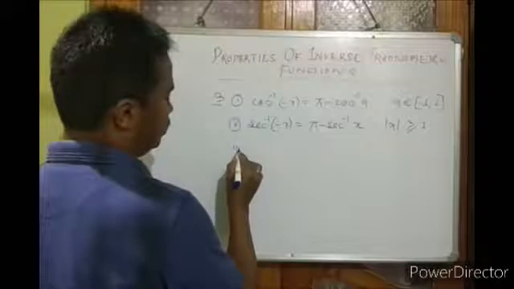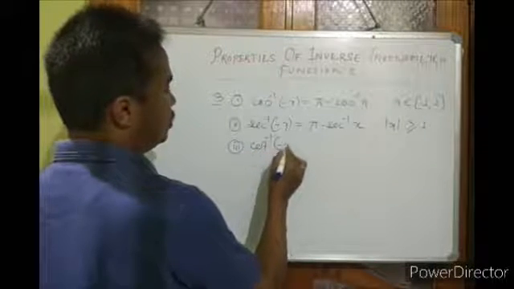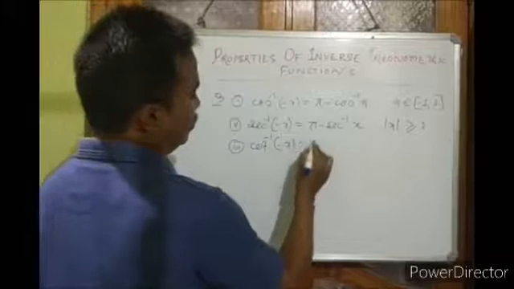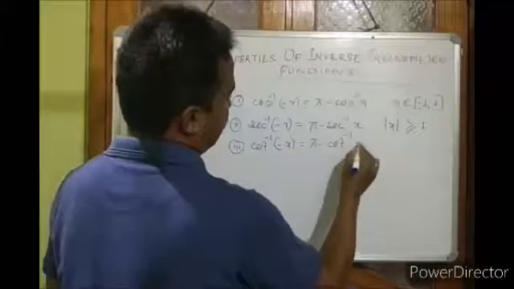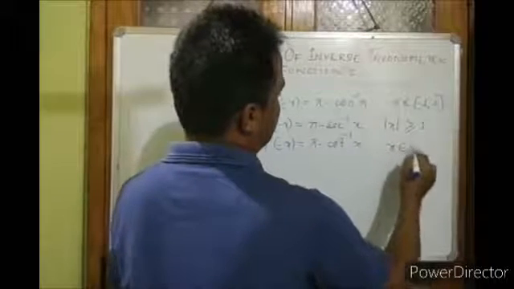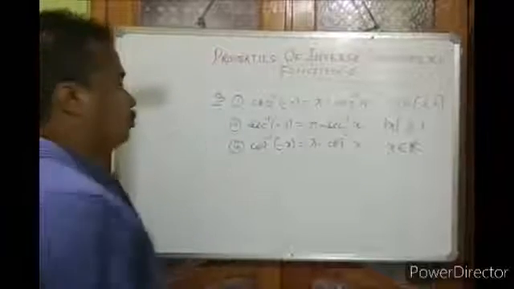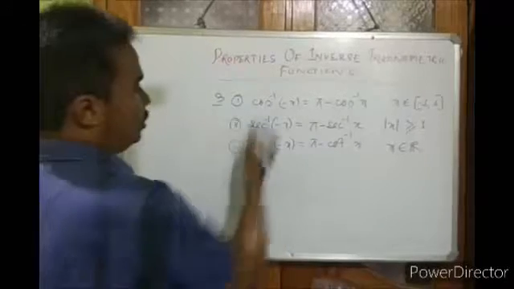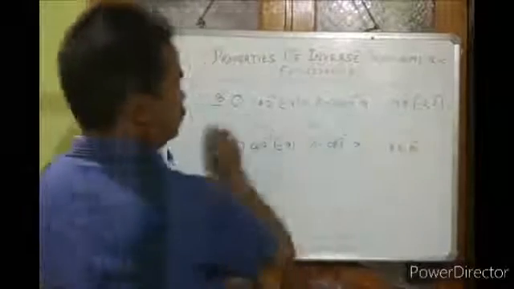And the third one, cot inverse of minus x is equal to pi minus cot inverse x. And here x is any real number. The proof can be done the same way. So this one, let us solve this one.